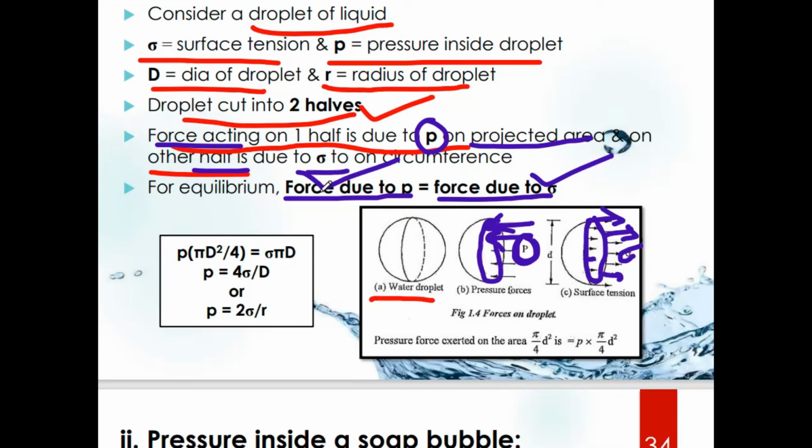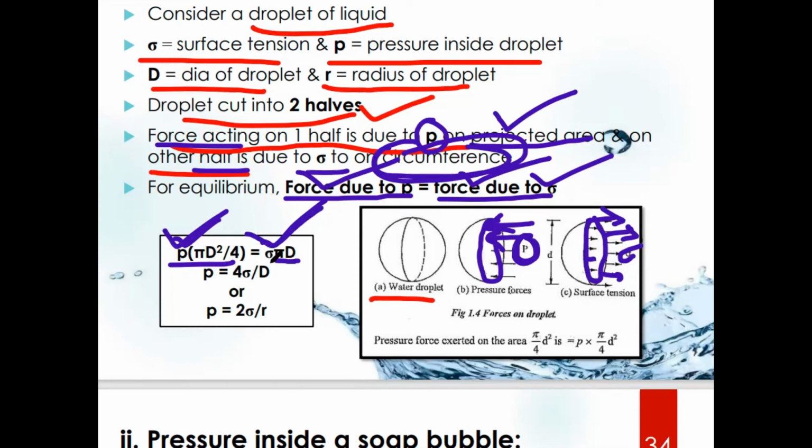The force due to the intensity of pressure P, acting on the complete projected area, is given by P into the projected area, pi d square by 4. The force due to sigma, that is surface tension, acts on the circumference. The circumference of the circle is pi into d, so it is sigma into pi into d. Force due to P is P into pi d square by 4, and force due to sigma is sigma into pi into d.